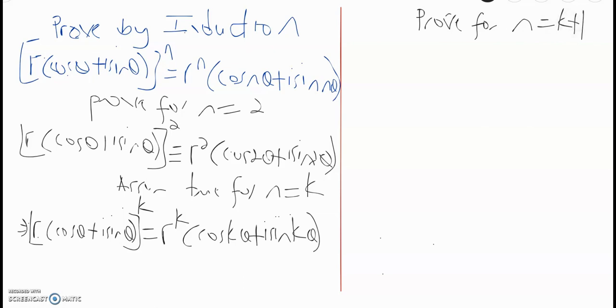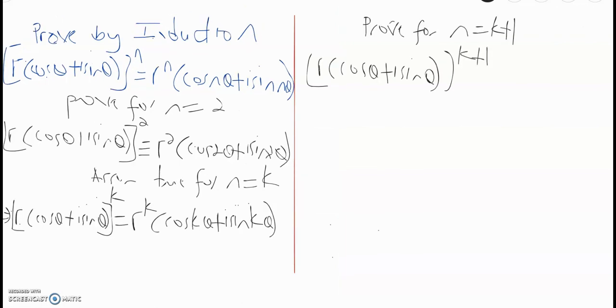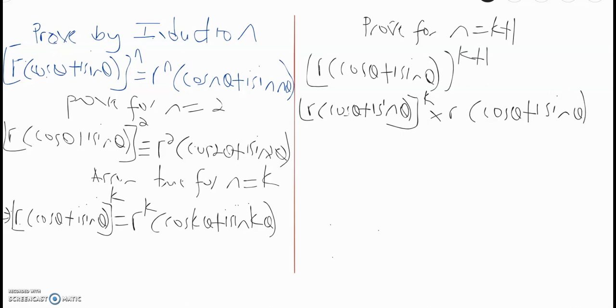Now what do we do here? So what we're trying to prove is for r into cos theta plus i sine theta, all this being raised to the k plus 1. This is where some laws of indices come in now. If I have all this raised to the k plus 1, by laws of indices, this can be written as r into cos theta plus i sine theta, all this raised to the k times r into cos theta plus i sine theta.